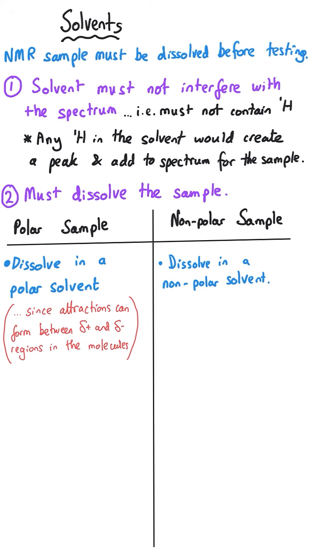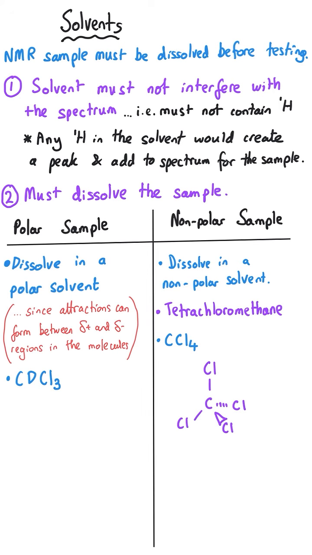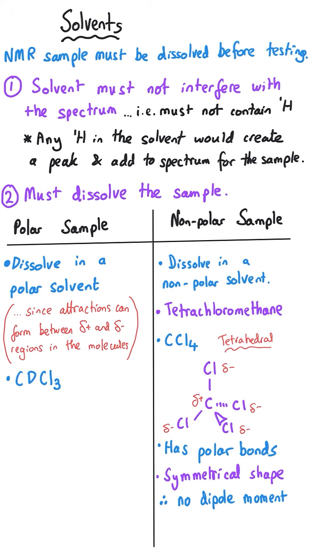There are 2 examples that you need to know. Non-polar solvents, we've got tetrachloromethane, and polar solvents, we have got CDCl3. So if we take tetrachloromethane first, we can see that we've got carbon bonded to chlorine, and that should be a polar bond, but because we've got this tetrahedral arrangement of the 4 chlorines around the central carbon, they are going to cancel each other out, and there will be no dipole moment in this substance, so it will be non-polar.